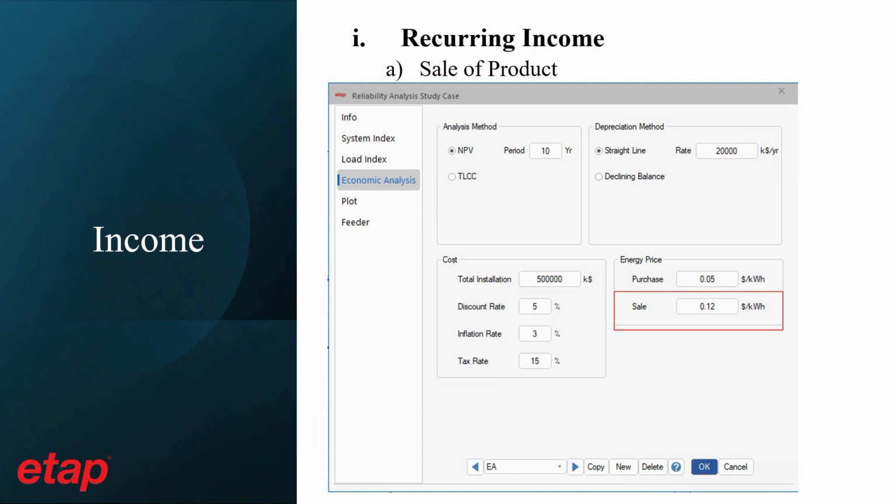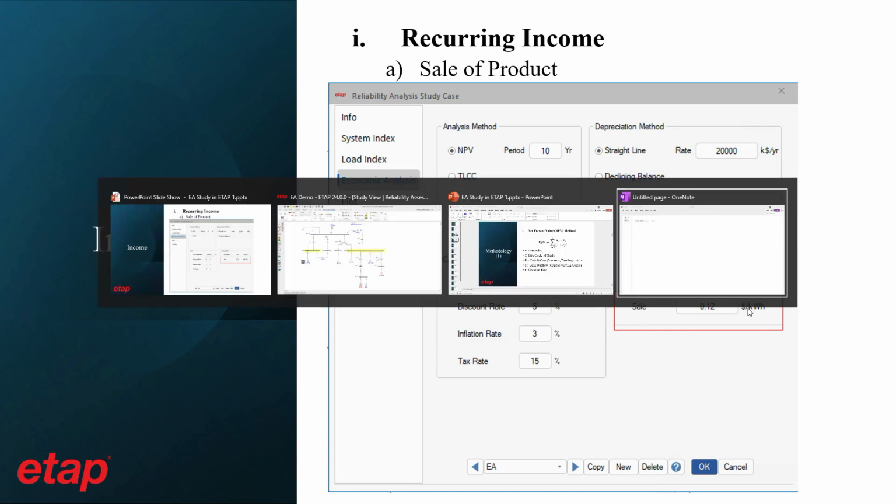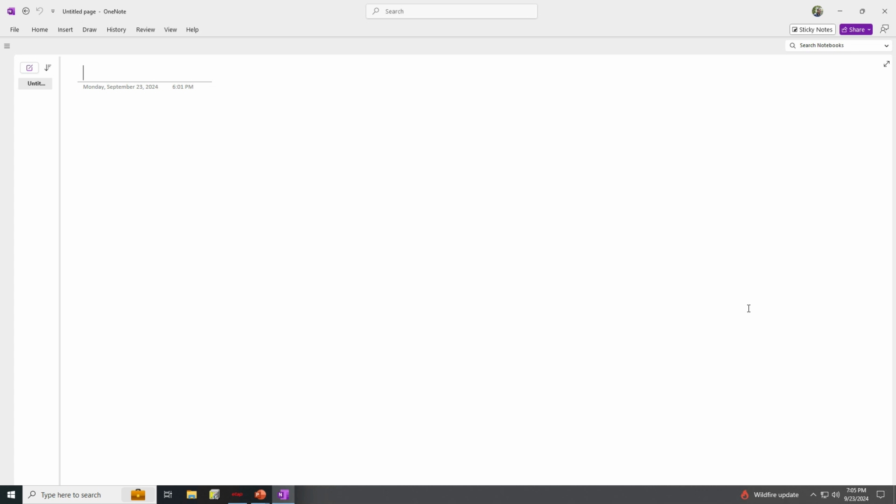However, if you're not a power generation plant anymore, but a manufacturer, then your earning will be based on the product that you sell to your customers. So this could be either petroleum product, steel product, or any other material. However, to enter that in the ETAP software, you will need to convert it. So let's quickly review the conversion here.